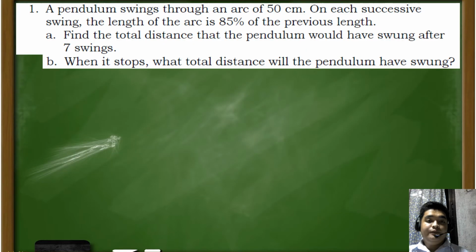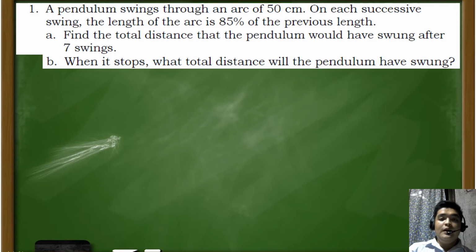Next, let's have an example. A pendulum swings through an arc of 50 centimeters. On each successive swing, the length of the arc is 85% of the previous length. Let's answer two questions. For letter A, find the total distance that the pendulum would have swung after 7 swings.